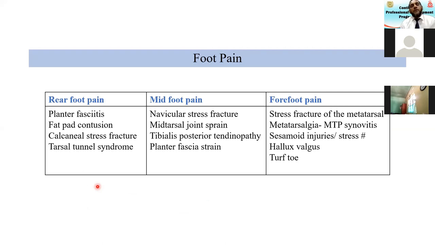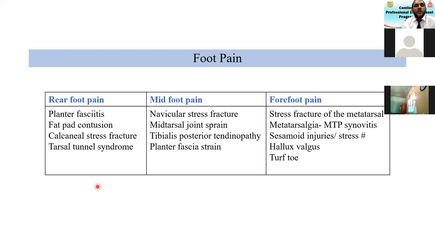Midfoot pain, the commonest one is the navicular stress fracture, which we should not miss. Athletes and runners come with midfoot pain, especially the medial aspect over the navicular, and there's significant end point tenderness there. This stress fracture should not be missed and is aggressively managed with cast immobilization depending on the stage.